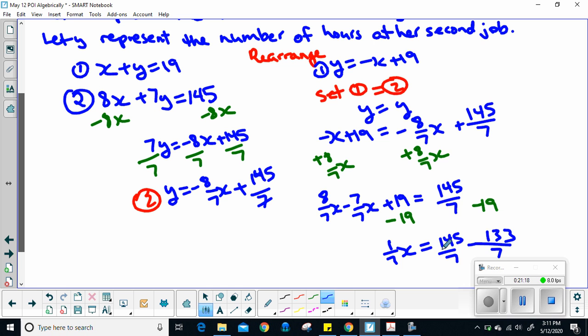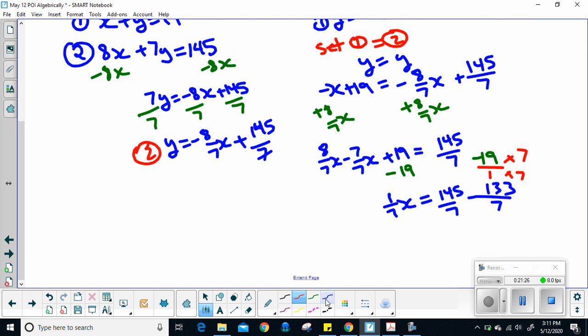So how did we get that? So 19 over 1. So you got to times top and bottom by 7, right? Get the common denominator. Okay, so we're almost there. So we've got 1 over 7x equals 145 minus 133 gives me what? 12 over 7. Last but not least, let's get rid of that 7. Oh, look, it's going to go away on both sides. Yes! X equals 12. Oh, that's not so bad.